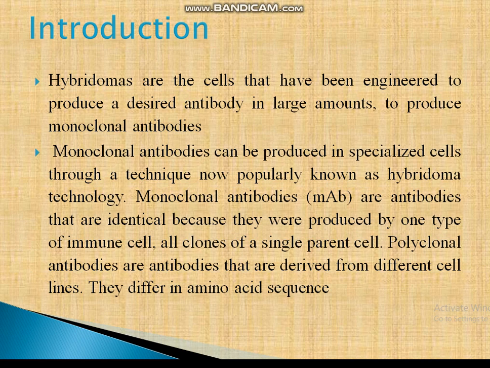Monoclonal antibodies are antibodies that are identical because they were produced by one type of immune cell and are all clones of a single parent cell. And polyclonal antibodies are antibodies that are derived from different cell lines. They differ in amino acid sequence. So basically, monoclonal antibodies are derived from a single parent cell, whereas polyclonal antibodies are derived from different cells.